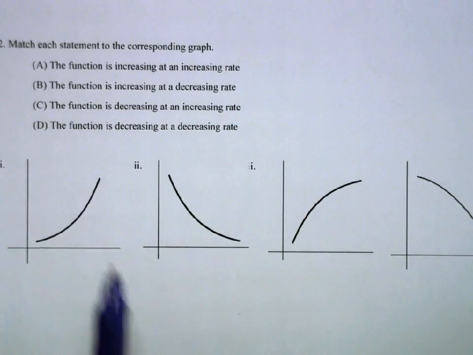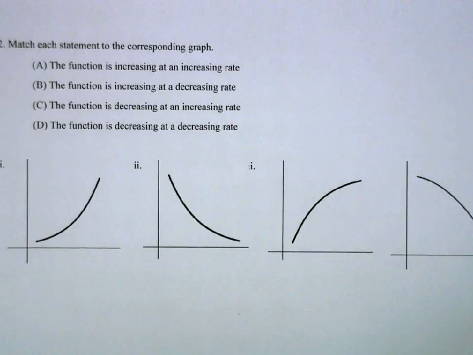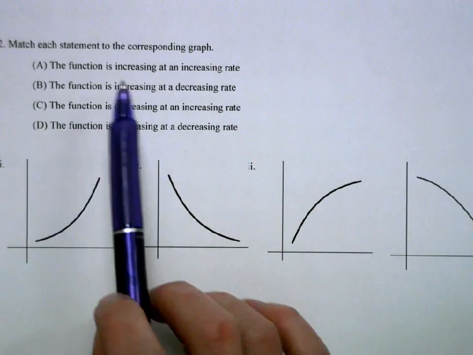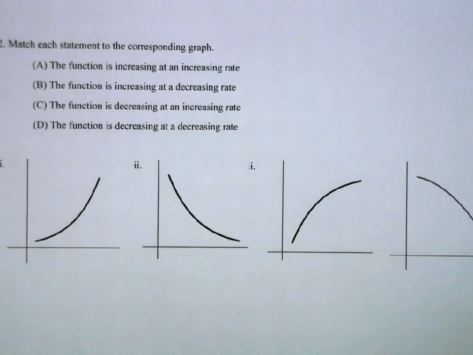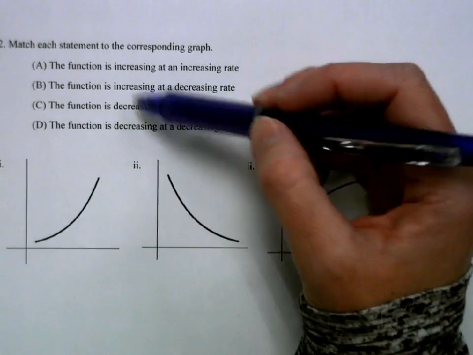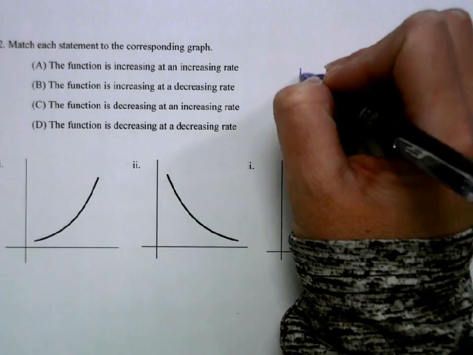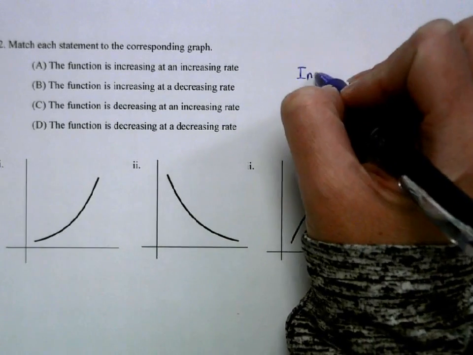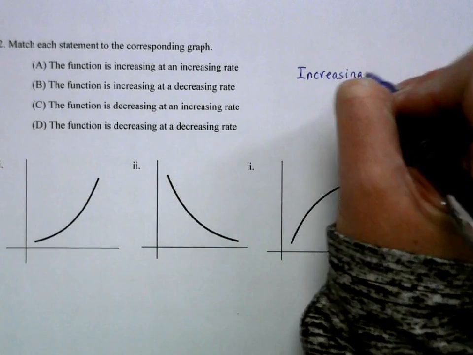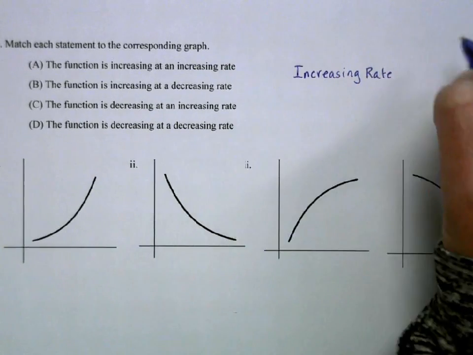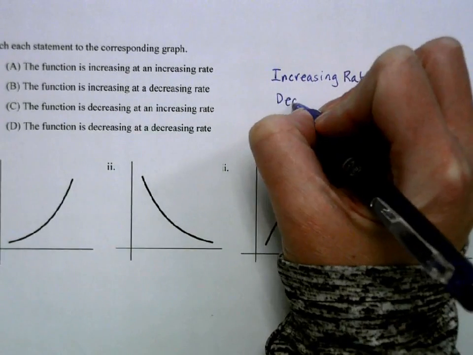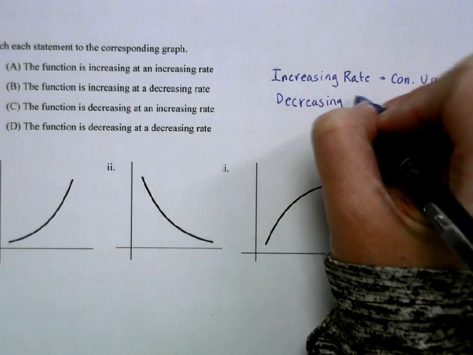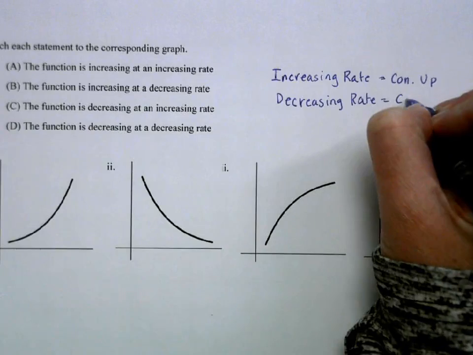Next we're going to match. We've got 4 different graphs. Some of them are increasing, some are decreasing, some are concave up, some are concave down. The statements we're looking at are: is the function increasing at an increasing rate, increasing at a decreasing rate. We've already talked about increasing and decreasing. If it's increasing or decreasing at an increasing rate, that means it is concave up. If it's a decreasing rate, we're looking for the graph to be concave down.